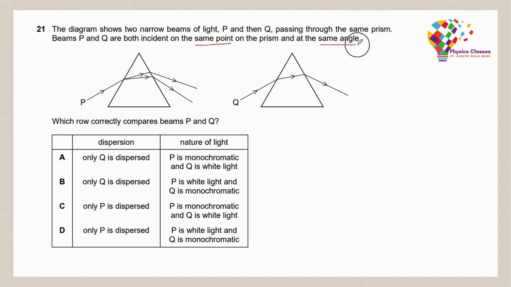So we can see the beam P, when it hits the prism, is splitting up. If there is splitting, then that means that there is some sort of dispersion that is taking place. If there is dispersion, that means there was white light involved, because only white light can undergo dispersion. So probably P was white light.